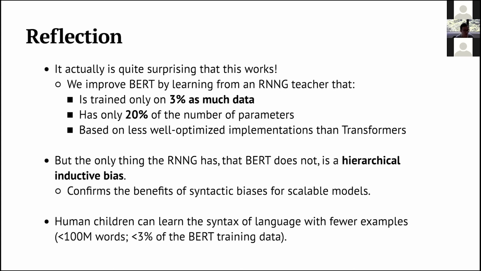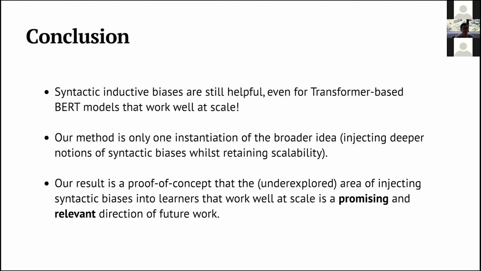Human children can learn the syntax of language with very few examples. Human children probably can only see 3% of BERT's training examples in their early ages, but they already know how to generalize language performance. So this actually starts something where we want to inject such structural biases into our large-scale training models that can still work well. That's what we call high-quality computation. We think this is a promising and relevant direction for our future work.